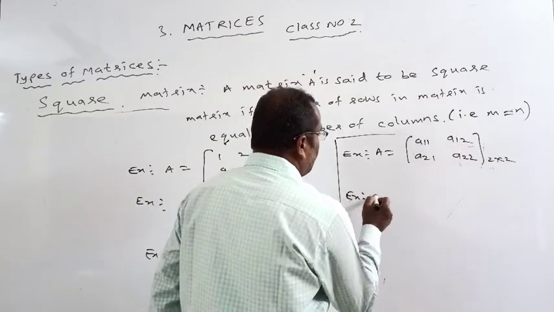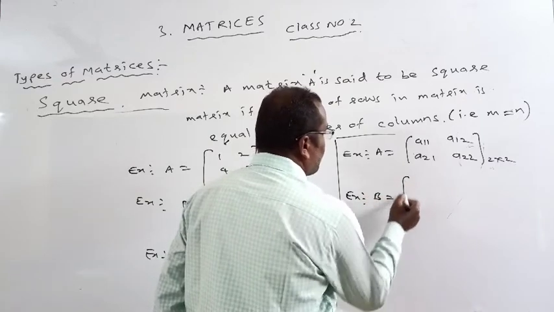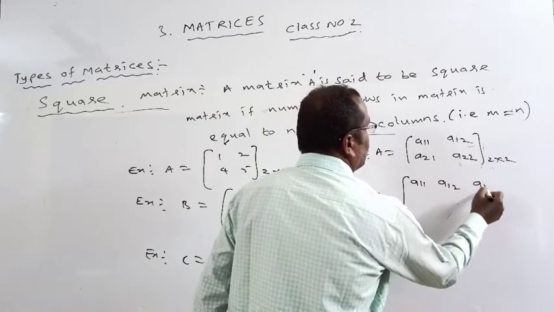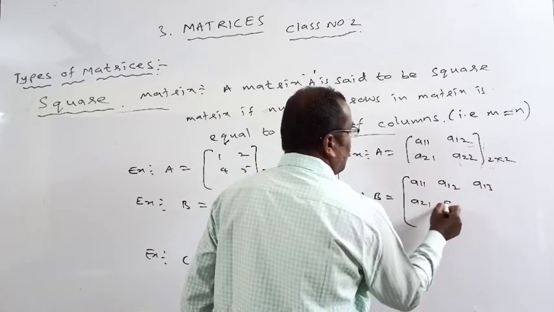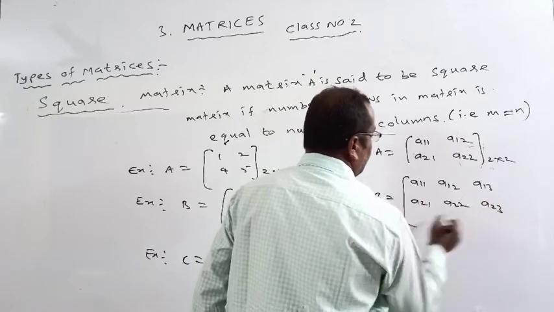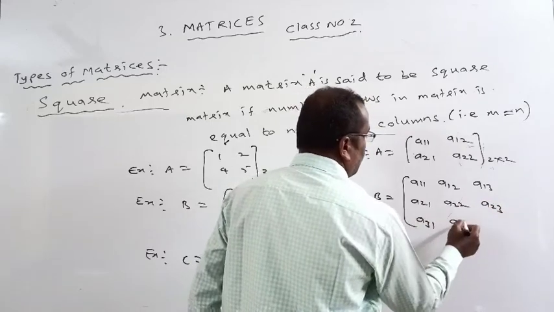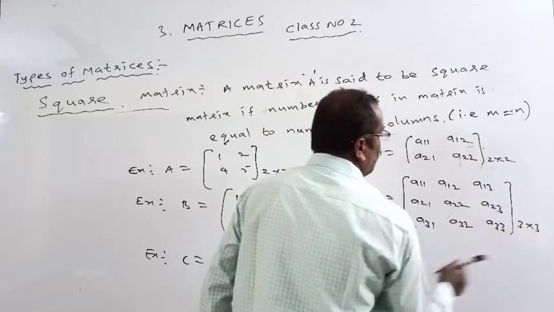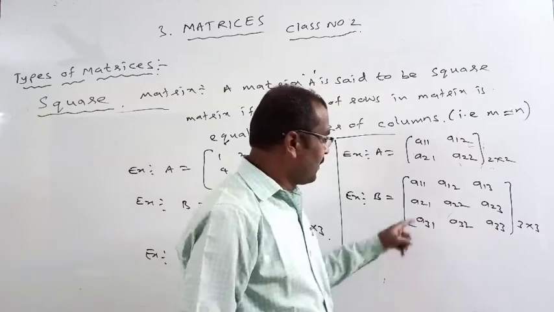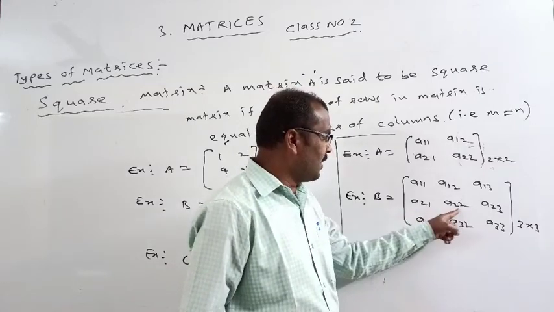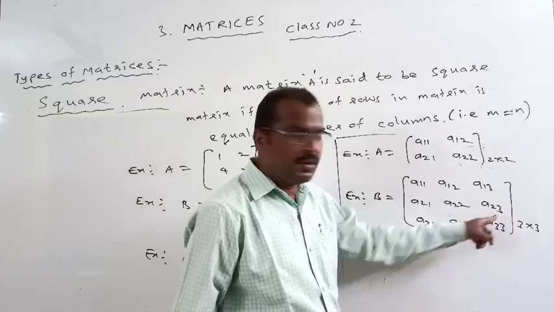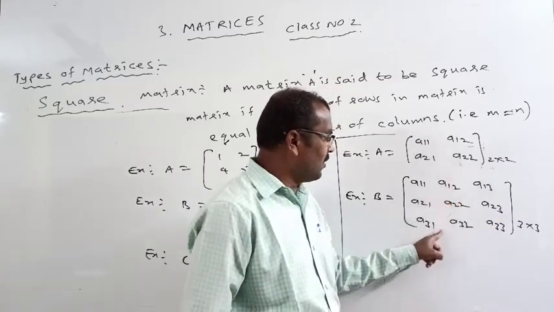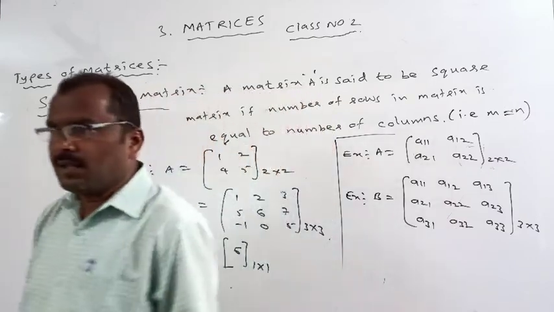Next example. Suppose B equal to A11, A12, A13, A21, A22, A23, A31, A32, A33. Order is 3 by 3. Now what is the meaning of A21? Second row, first column. A22, second row, second column. A23, second row, third column. A31, third row, first column. A32, third row, second column, etc.